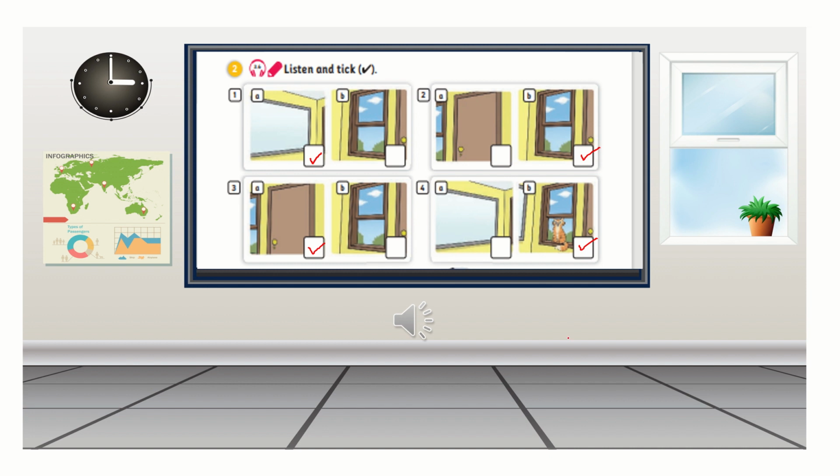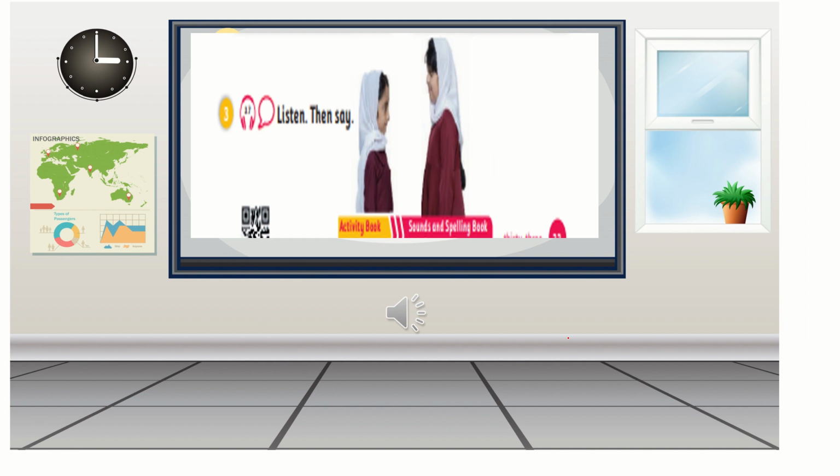Okay, my students. Now let's move to task number 3. Here we are going to listen, then say. What do we have here? Two girls. They are talking about their classroom. Listen and say, okay? Unit 3, recording 3.7. Listen, then say.